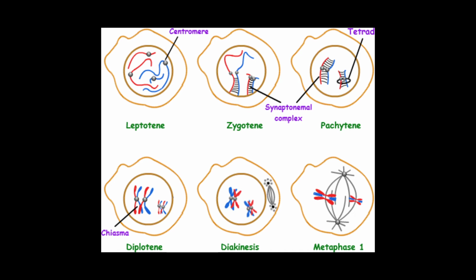Okay, diakinesis is when the chromatids thicken and shorten at the end of prophase 1, the nuclear envelope breaks down, and the spindle fibers begin to form. And now, it will proceed to metaphase 1.